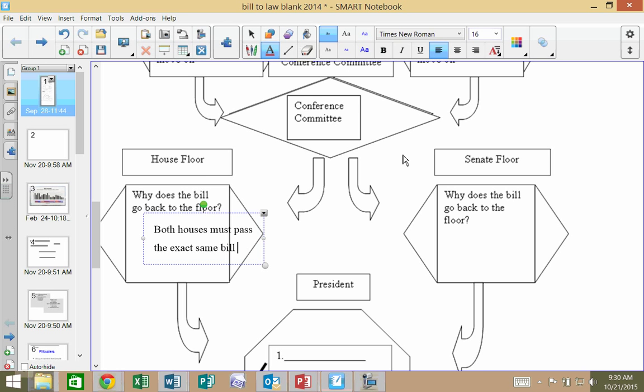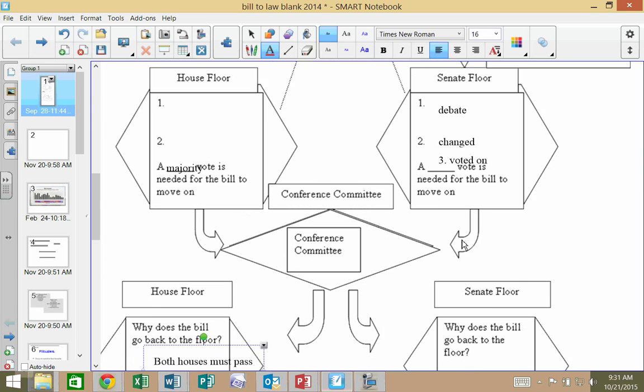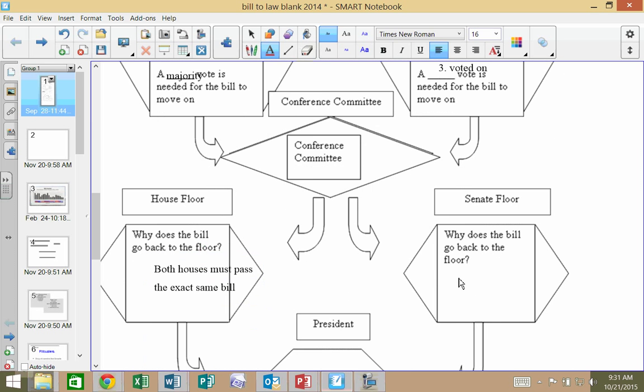Okay, and the bill may have changed previously. So now it has to go back into here. What can they do at this point? Well, they can debate the bill, and they can vote on the bill. And again, it takes a majority vote.